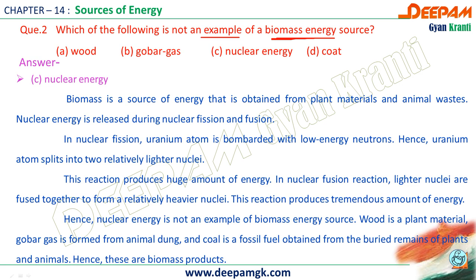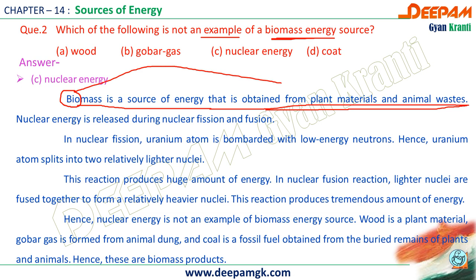Nuclear energy is not an example of biomass energy. But why? You should understand the answer, so I have given the total description over here. Biomass is a source of energy that is obtained from plant material and animal waste, and that is why it is known as bio. What is the meaning of bio? Bio means either plant or animal. Biomass energy is obtained from plant material and animal waste.